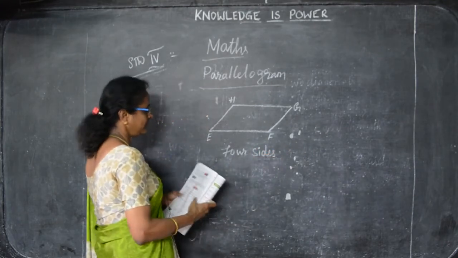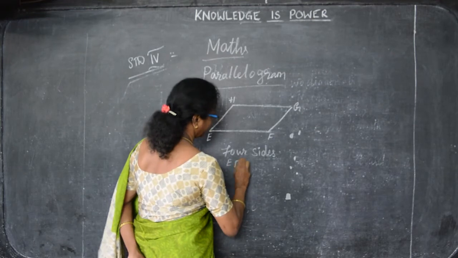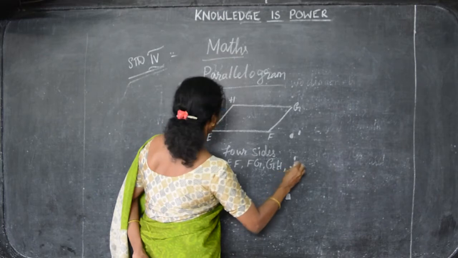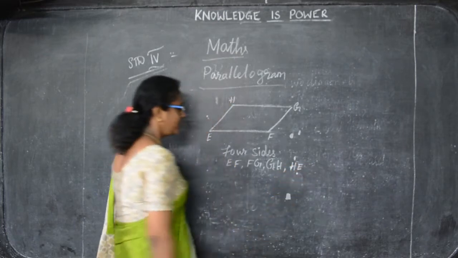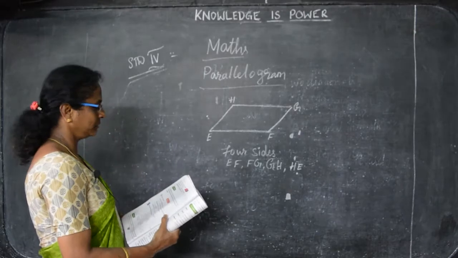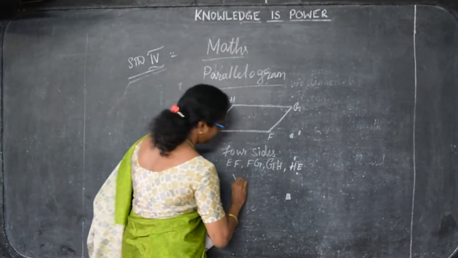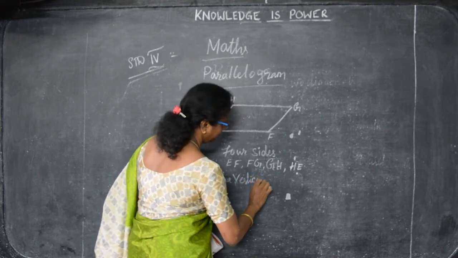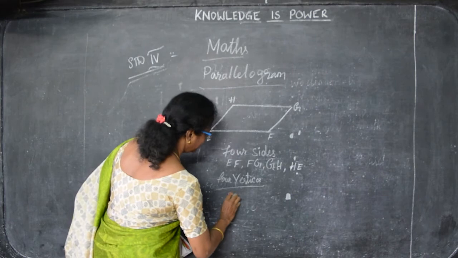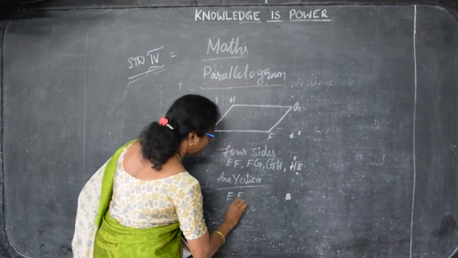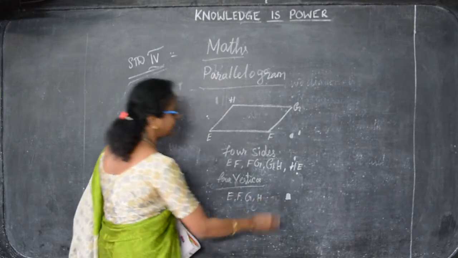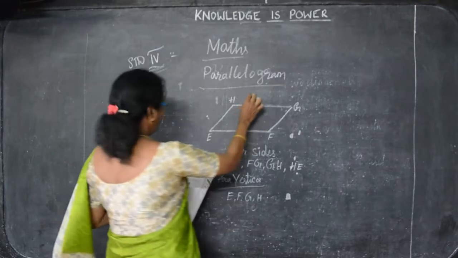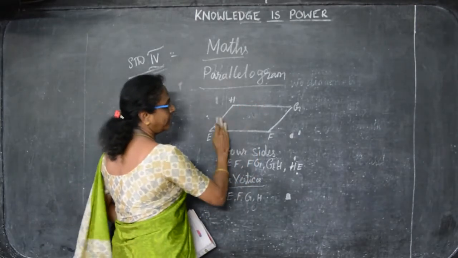So the four sides are EF, FG, GH and HE. These are the four sides of the parallelogram. And vertices, I already said, are the corners: E, F, G and H. These are the four vertices. And the opposite sides are parallel and equal. These two sides are parallel and these two sides are parallel.